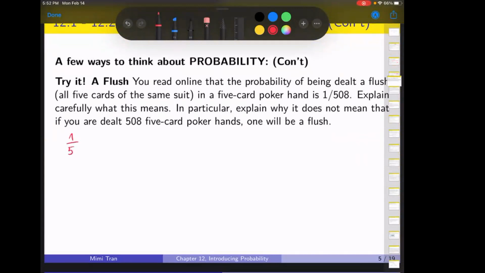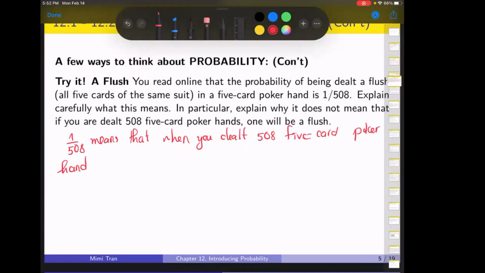So 1/508 means that when you are dealt a 5-card poker hand... Do you guys play poker? No, neither do I. It's likely that one will be a flush. Okay, that's it.